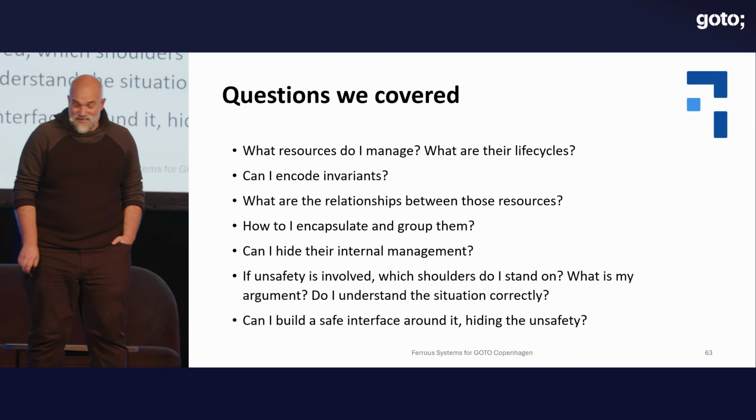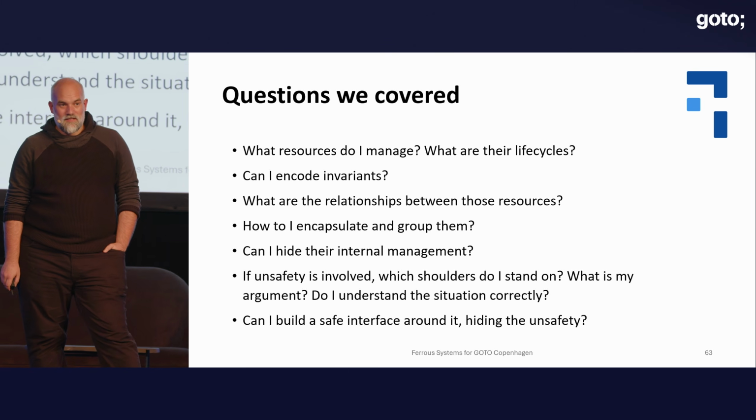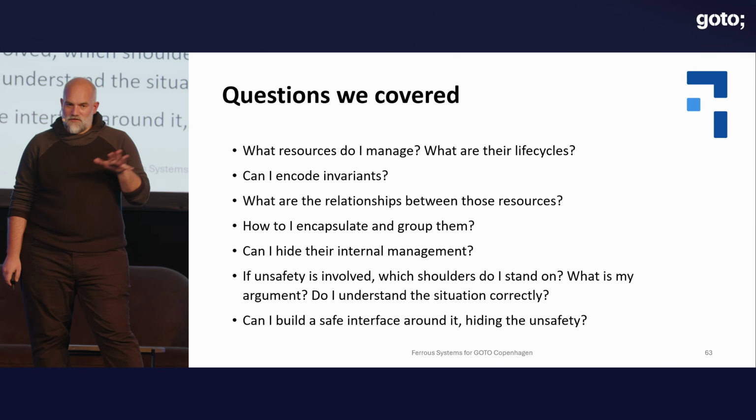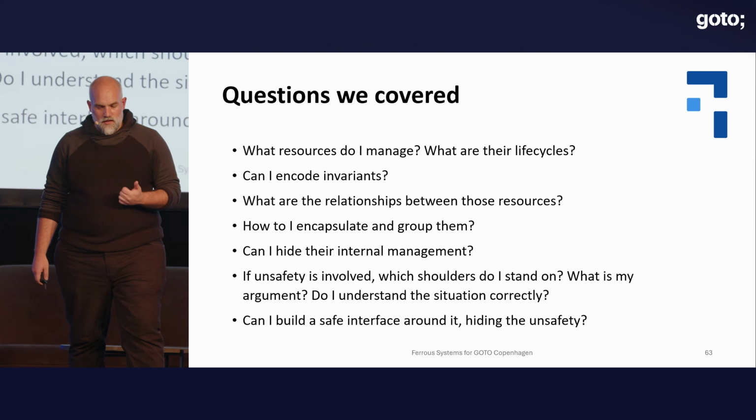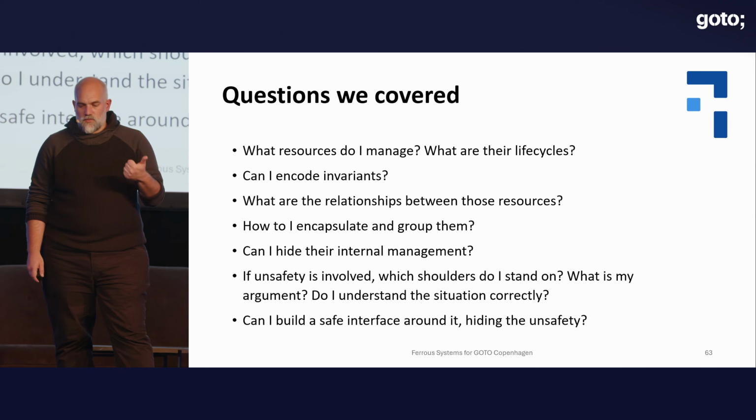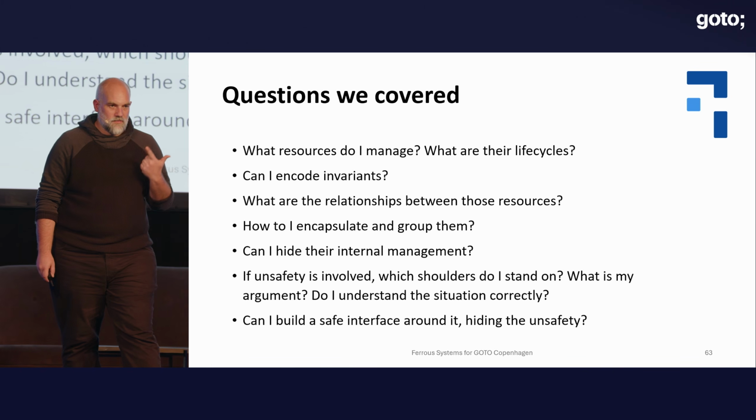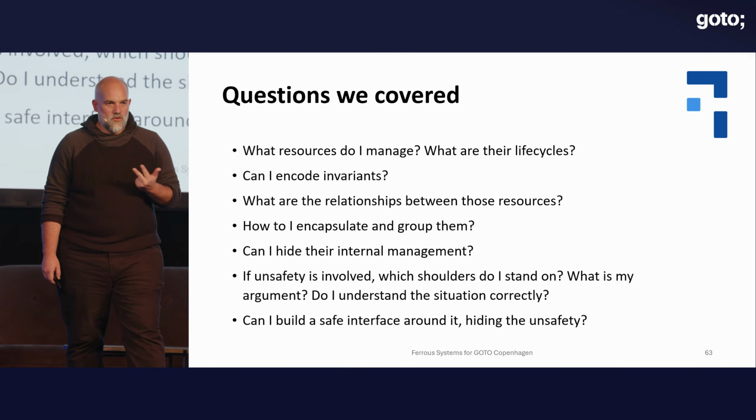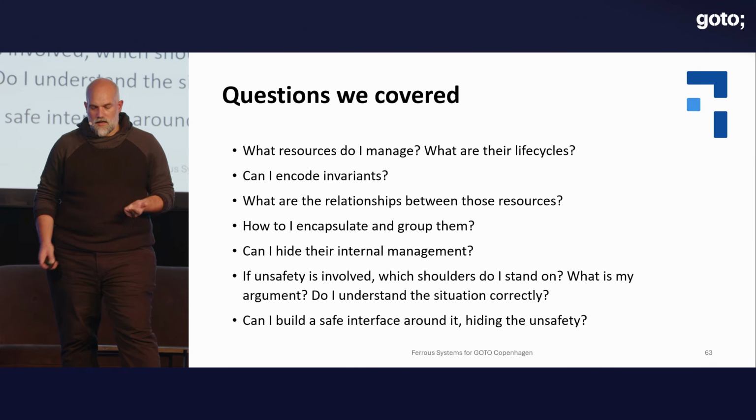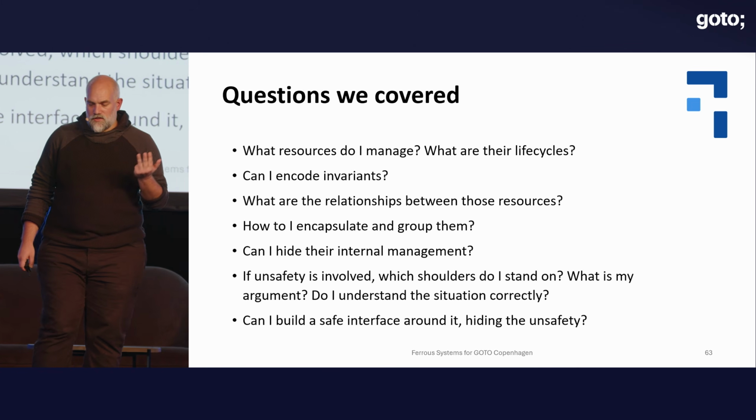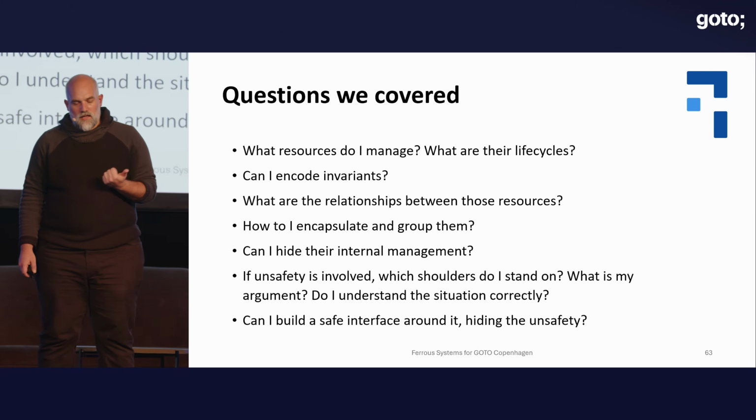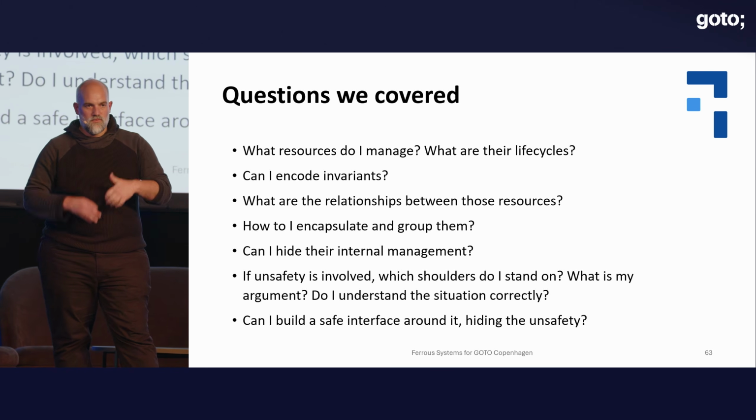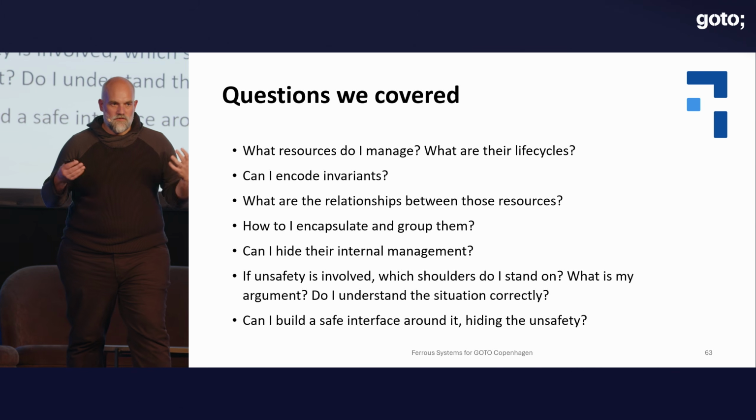So we've actually covered quite a few questions in this talk. If you start coding Rust, or if you're already coding Rust, these are good questions to always ask yourself while you're implementing something, even during learning. Much more than just memory: what resources do I manage? What is their lifecycle? Rust has basic lifecycle management in it. How can I encode invariants that are not immediately apparent in data? What is the relationship between all the resources that I manage? How do I encapsulate them? How do I group them? Can I hide their internal management? Hiding them makes it really much better for people that use my code to later safely reuse it.